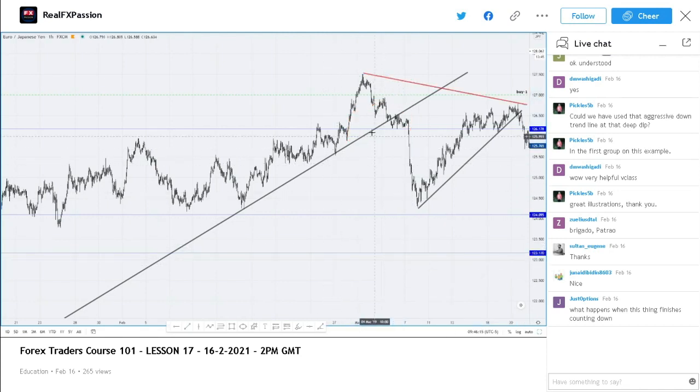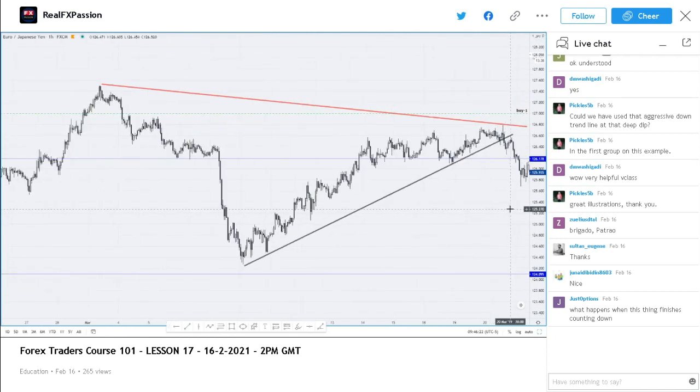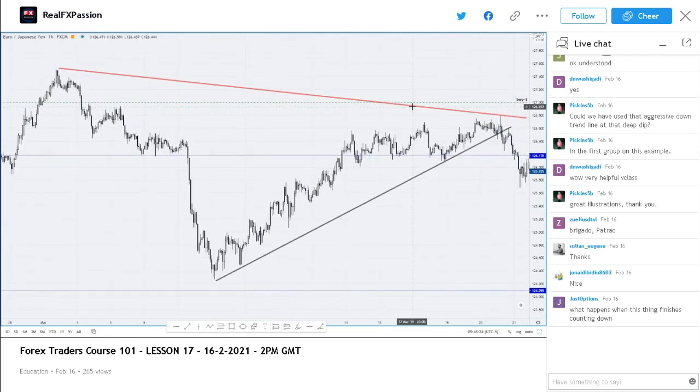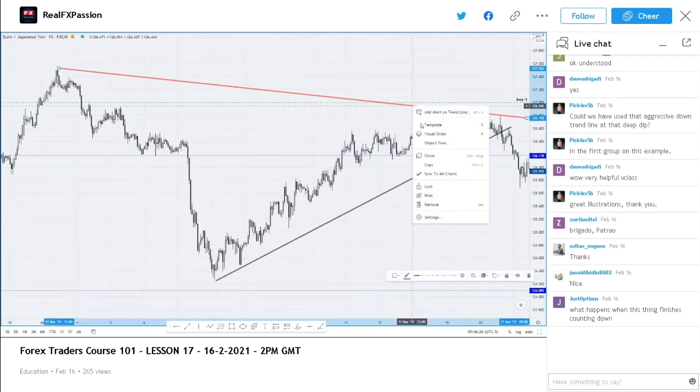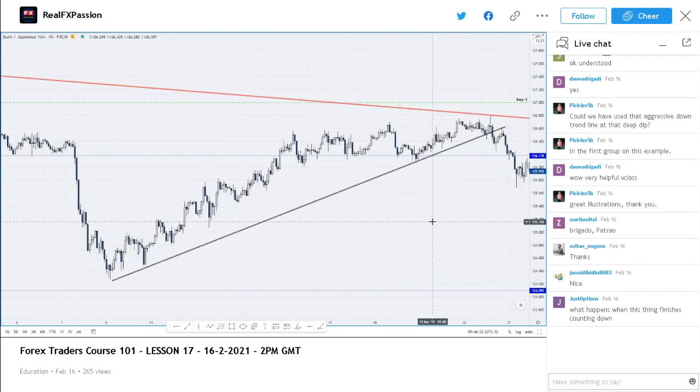Okay, good. Delete one, delete this one, delete this one. We're going to do exactly the same. Make sense? Exactly the same. We are going to extend this one. Settings, extend the right line. Back to the chart, everybody.